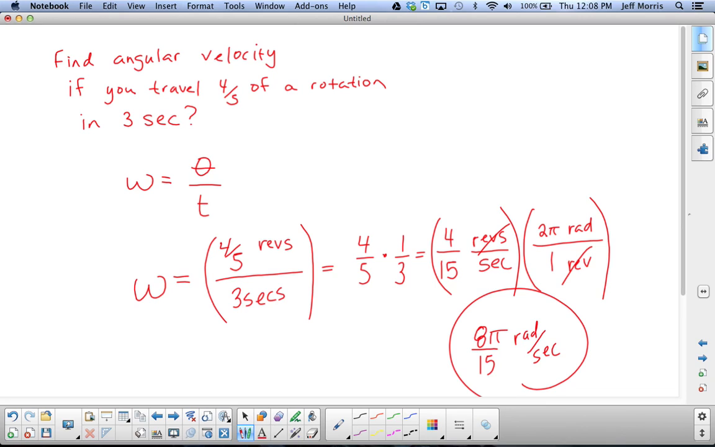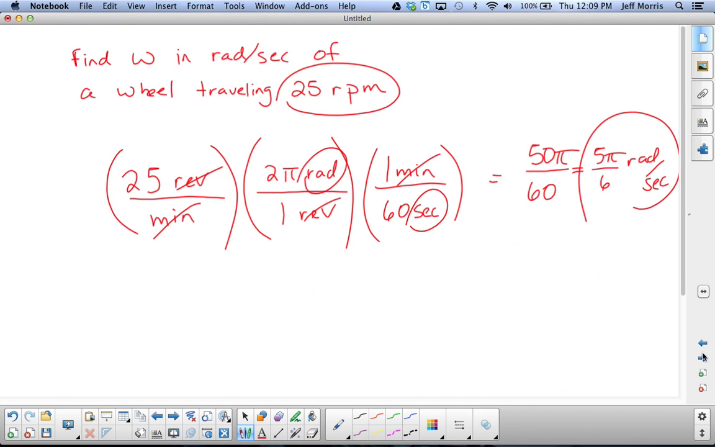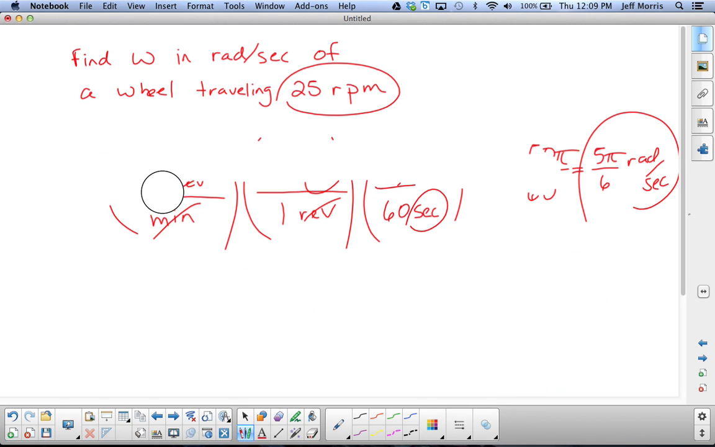So I got 8 over 5 radians... Yeah, you could convert it to radians first, then do all the math, but you need to simplify. So 8 pi over 15 radians per second. Does that make sense? Angular velocity is simple. It's going to get hard when we do linear. Okay? All right, let's do this one.